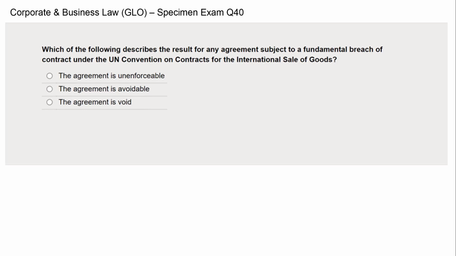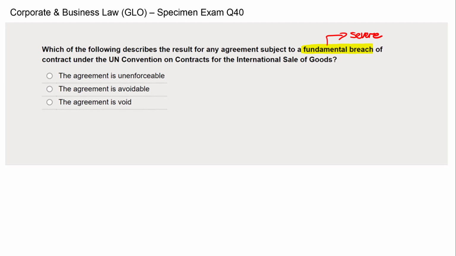Which of the following describes the result for any agreement subject to a fundamental breach of contract under the UN Convention on Contracts for the International Sale of Goods? So when we talk about a fundamental breach, we're talking about something severe. We're talking about something that fundamentally undermines the contract.